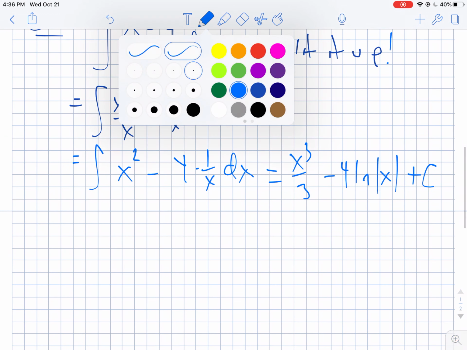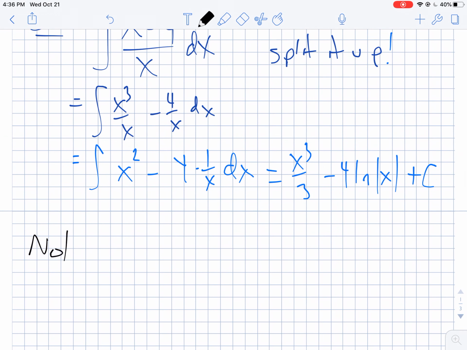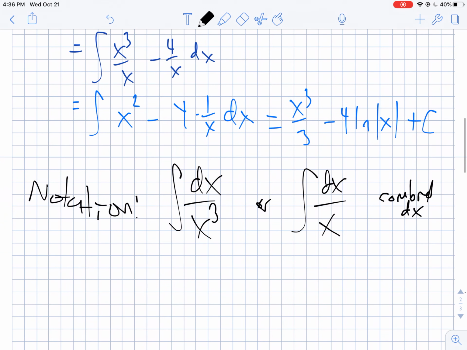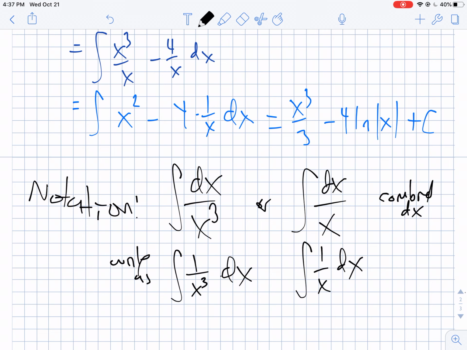Okay, so that was another one. Let's look at some notation here. Just notationally, you might see something like integral dx over x cubed, or integral dx over x. Don't get confused by just seeing the dx. It's just multiplied, they just combine. They combined the dx with the fraction. So you can really write these as 1 over x cubed times dx, or 1 over x times dx, and just do the normal thing.